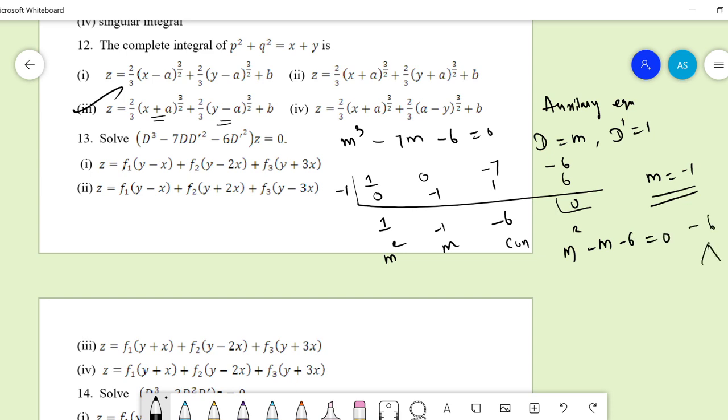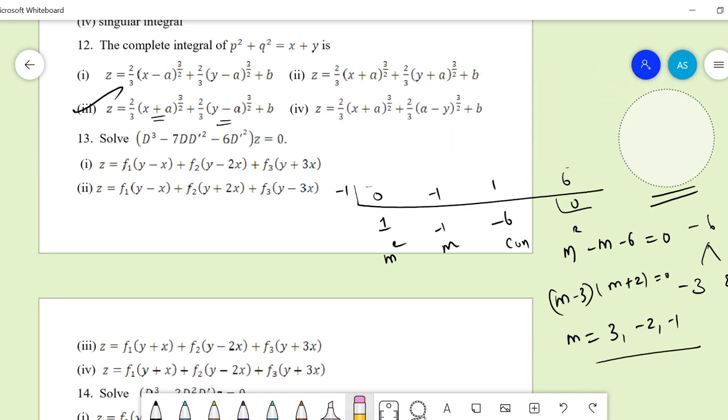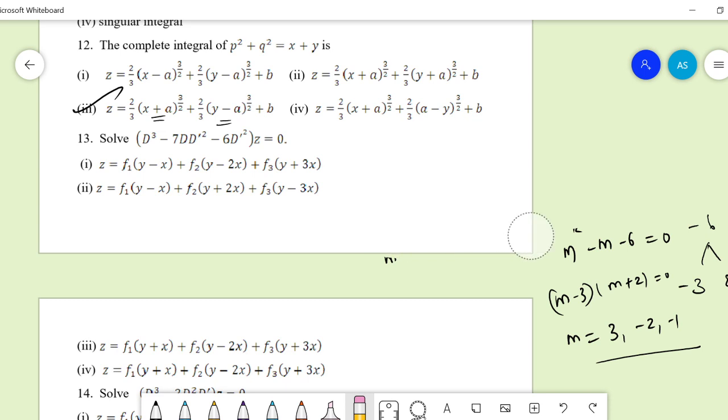You can factorize this expression: minus 6 is 3 into 2, minus 3 plus 2. So m minus 3 times m plus 2 equals 0. So the values of m are 3, minus 2, minus 1. These are our values of m. Now they are different values, so the roots are distinct. For distinct roots, what will be the solution?